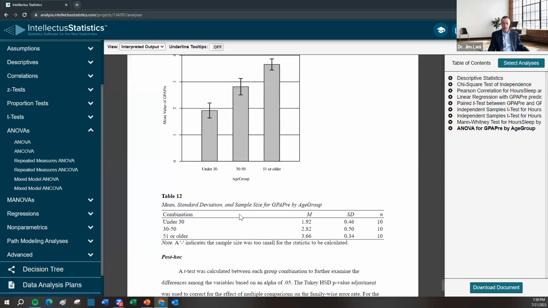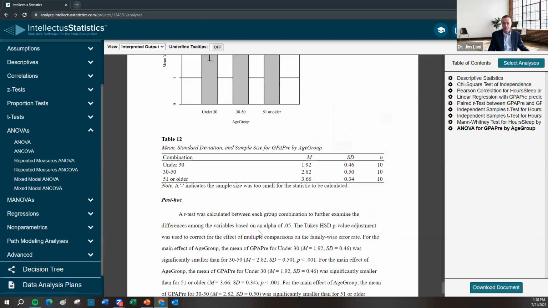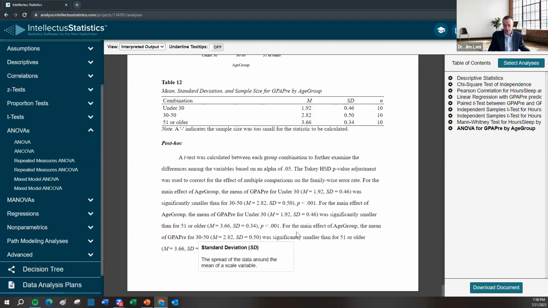And if you read through this, what you'll find is that under 30 had a statistically lower GPA than those that were 30 to 50 and lower than 50 to 51, and that those in the 30 to 50 age group had lower GPAs than those in the 51 and older group. And that's what that says. And you can just read over that.